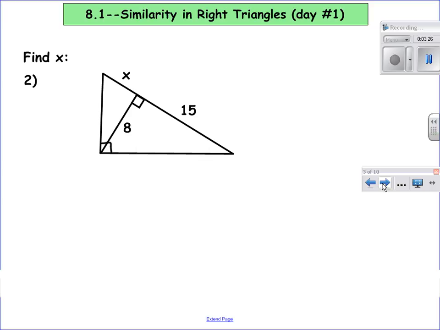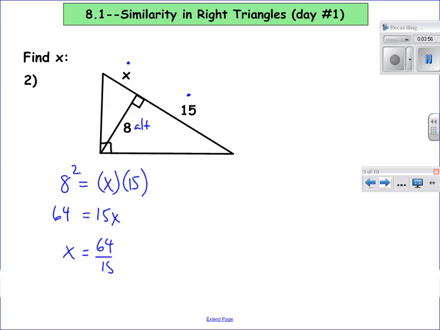Same idea here. This is my altitude. So you always have to identify that. So 8 squared equals, there are the two pieces there, x and 15. So x times 15, the two pieces of the hypotenuse. All right, so 64 equals 15x, and x equals 64 over 15, which in this case is not a very nice number, so we'll just leave it like that. 4 and 4/15, I guess, if you want to call it that.